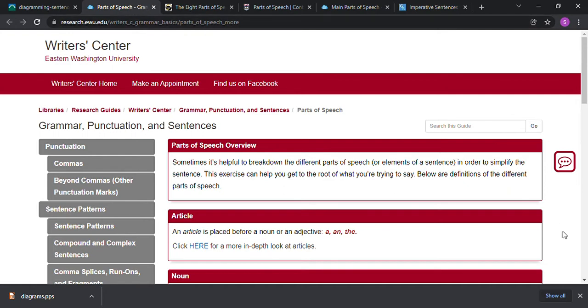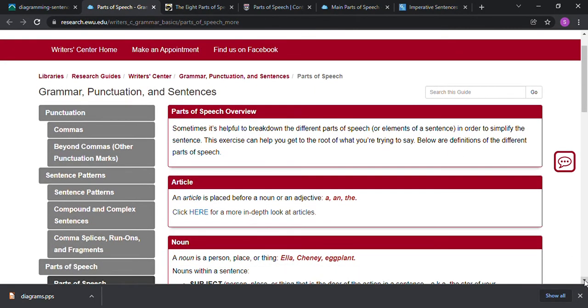So it talks about the parts of speech, and it has an overview. It says sometimes it's helpful to break down the different parts of speech or elements of a sentence in order to simplify the sentence. An article is placed before a noun or an adjective. A, an, and the are articles. Remember I said the is an article. And you can click here for a more in-depth look at articles.